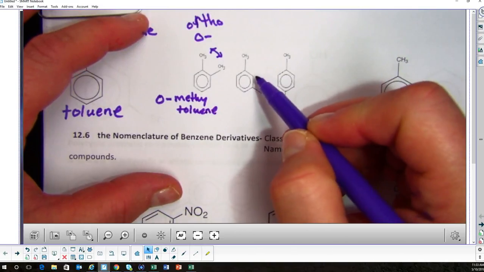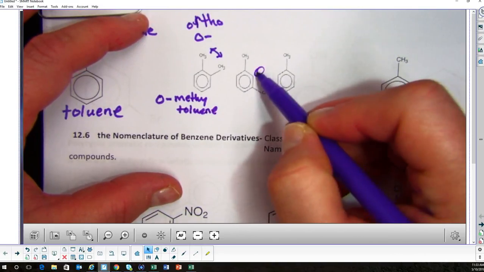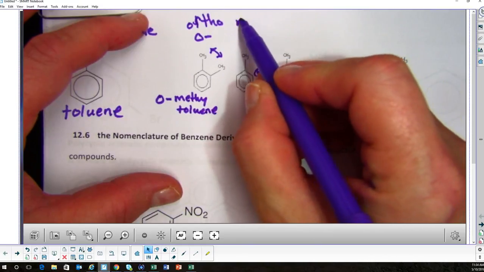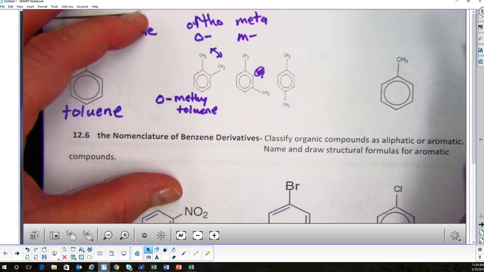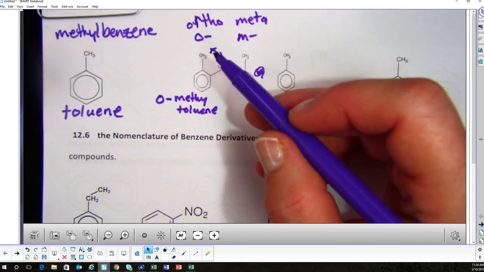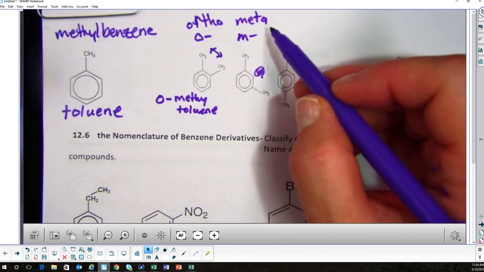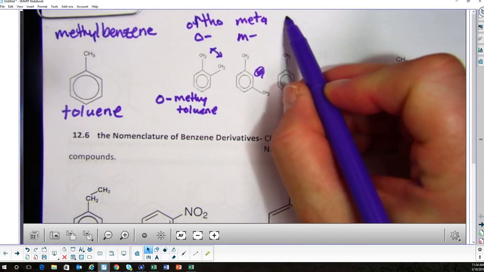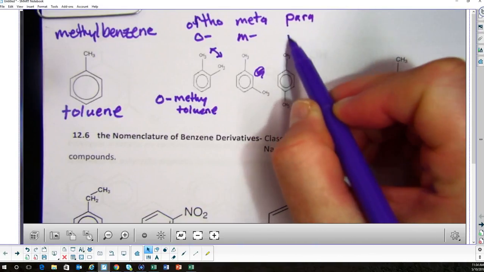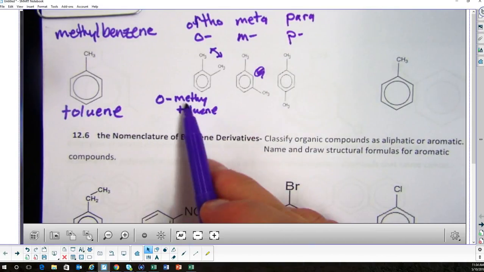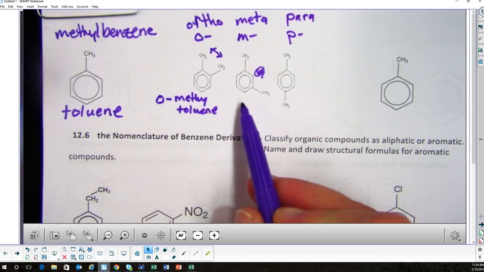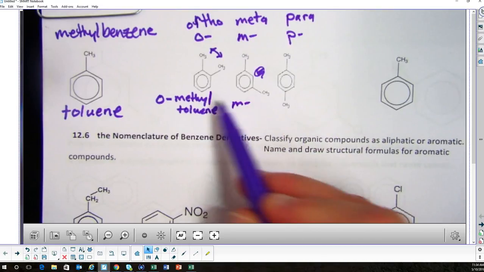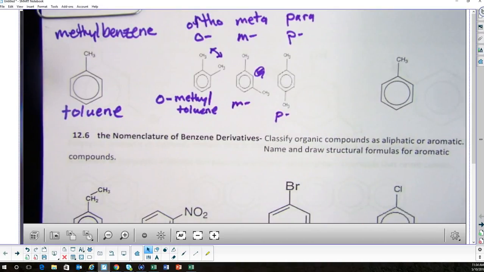This one right here, you have one space in between that's not occupied. I remember that as meta, because I just met you, so give me some space. Don't get in my personal bubble. Okay? So ortho, teeth want to be right next to each other. Meta, one between. And then para is exactly opposite. So these were all methyltoluenes, but this one is O-methyltoluene, this one is M-methyltoluene, and this one is P-methyltoluene.